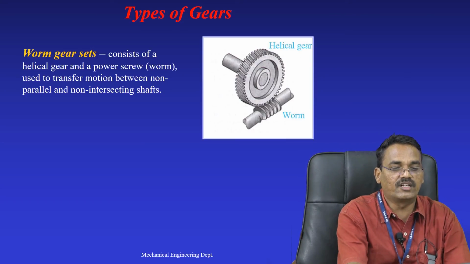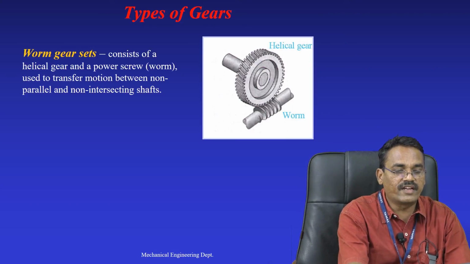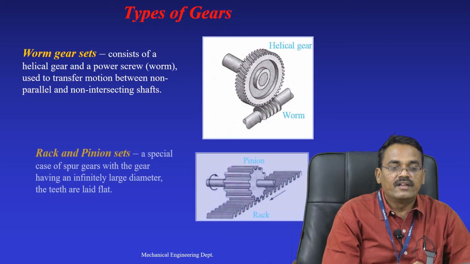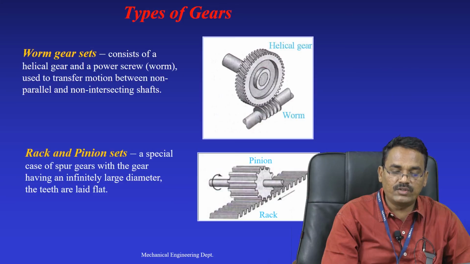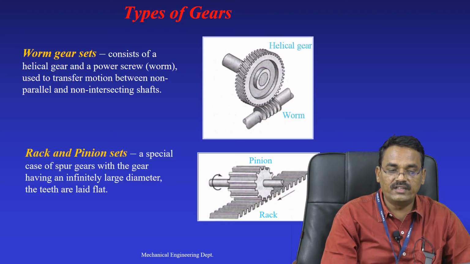intersecting to each other. Now in the second figure, see that the axis of the pinion gear and the axis of the rack gear again are neither parallel to each other nor intersecting to each other. But compared with the previous figure, the worm gear is circular in nature, while the rack is not circular in nature.